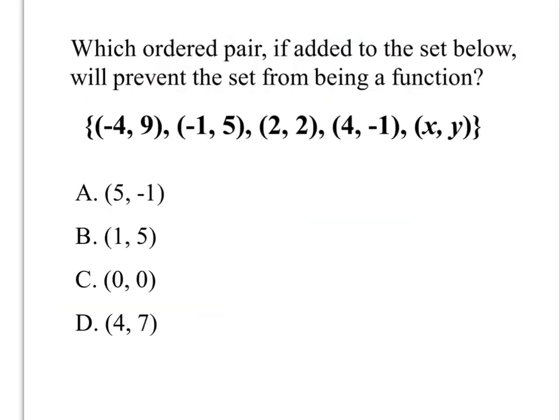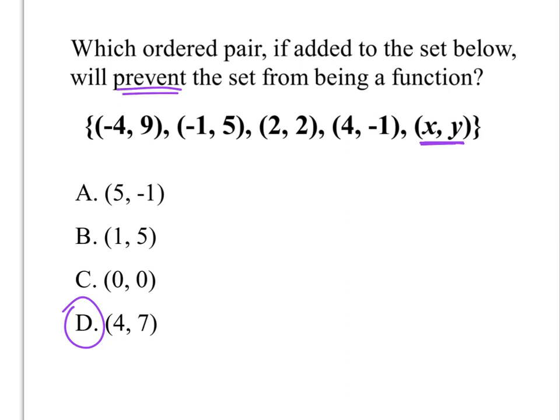All right, which ordered pair, if we add it to the set below, so if we put it in place of this x and y, will prevent the set from being a function? Take a minute, think on your own. Okay, the answer is going to be D. So if we are preventing it from being a function, that means we're going to add in a point that has the same x value as it already is.